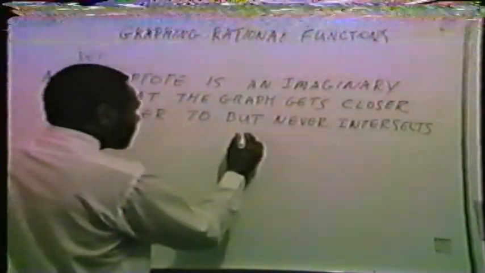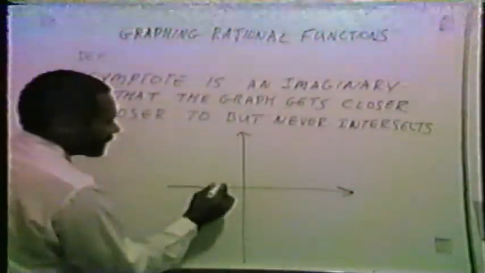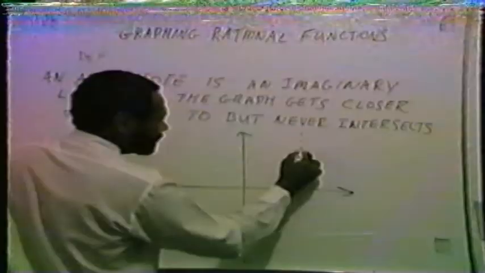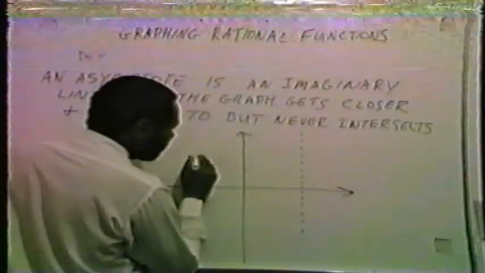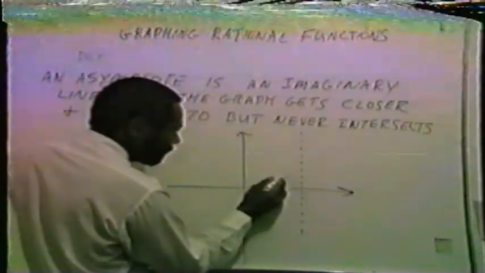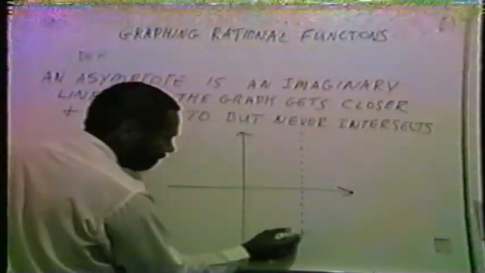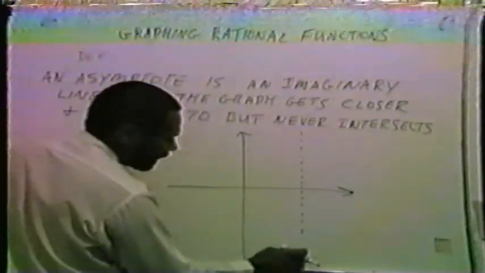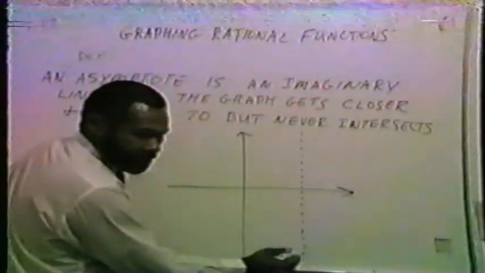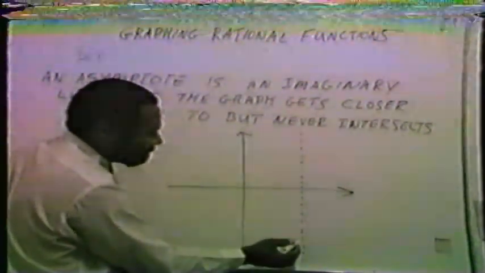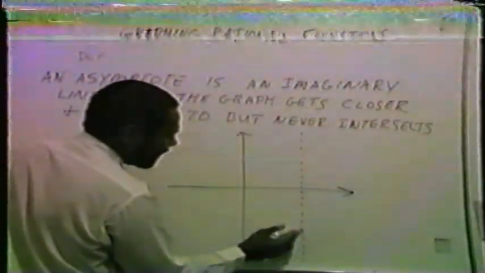For example, if I have this function in the rectangular coordinate system, this might be an asymptote here. This function that I'm getting ready to draw, you'll see it getting closer and closer to that line, but it won't touch that line. If I keep on going forever to infinity, if I could go to infinity, then at the forever point, it would intersect this imaginary line. But other than that, it does not intersect the imaginary line. It just gets closer and closer.